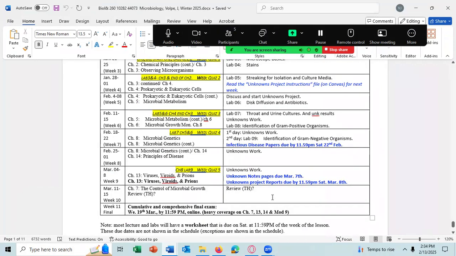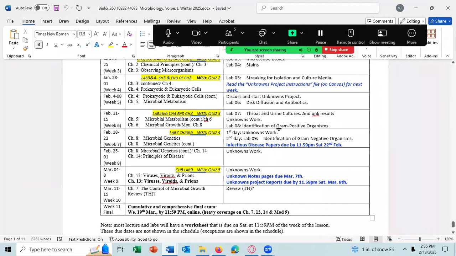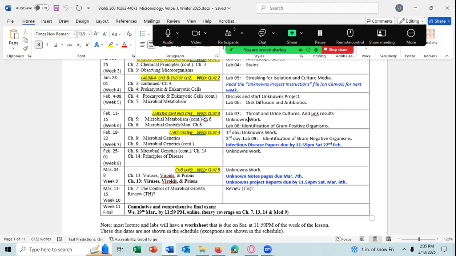So today is February 13th, and we should be talking about Lab 8, identification of gram-positive organisms. You should have gotten your unknown results for the first three tests last Tuesday night or very early Wednesday morning, and you can be working on your unknown project. I have not checked the unknown notes yet today. I hope to do that sometime later today. Any questions about what we're doing?